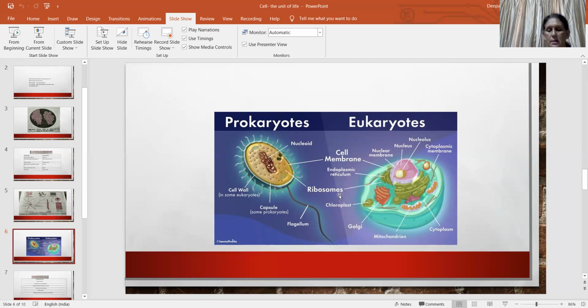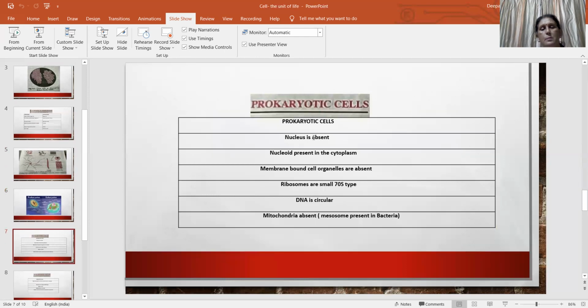In our next slide, we are going to discuss the important characteristics of prokaryotic cell. In prokaryotic cells, the nucleus is absent. Second, nucleoid is present in the cytoplasm. That means instead of nucleus, nucleoid is present. Third point, membrane-bound cell organelles are absent. We know that inside the cell, there are some living cell organelles that perform important metabolic functions. But these sometimes consist of double membrane structure. So this type of two-membrane structure, for example, mitochondria, Golgi apparatus, etc., is absent in prokaryotic cell.